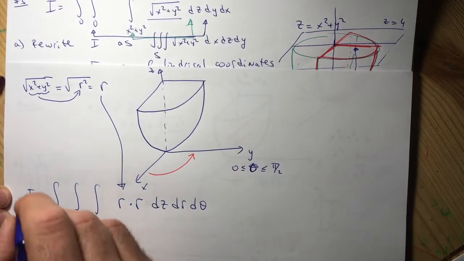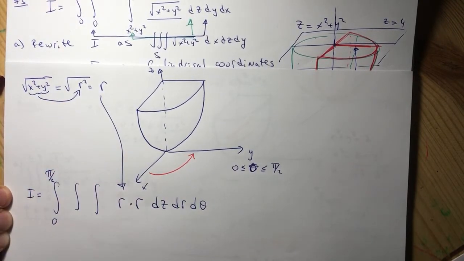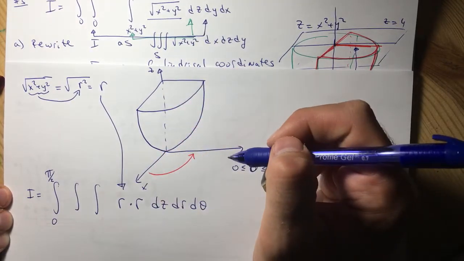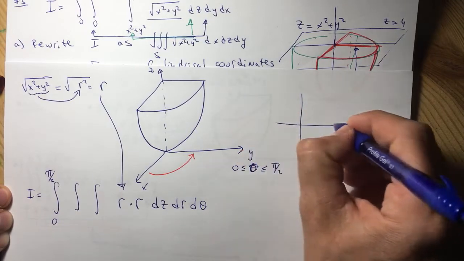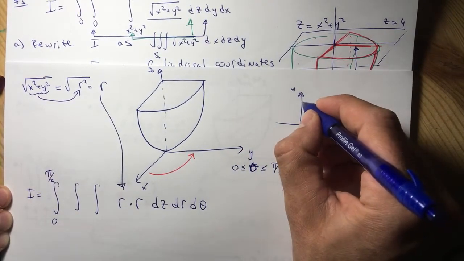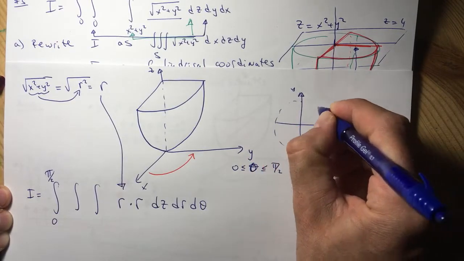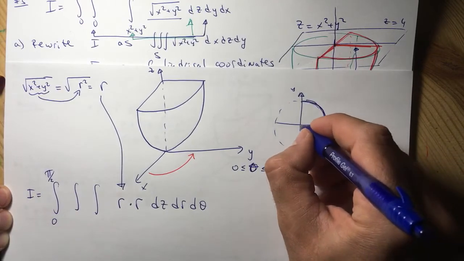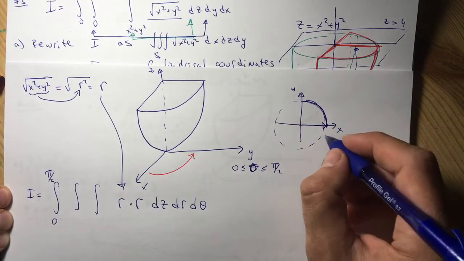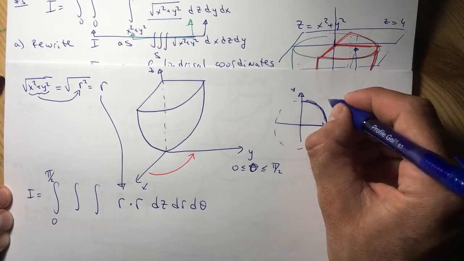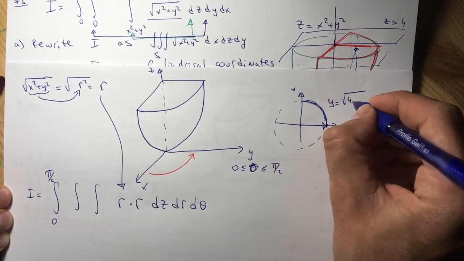So that's very simple, from 0 to pi over 2. How about r? Well, if you look at the projection of this solid onto the xy plane, what do we have? We have the circle, but only in the first quadrant, so we have only this here, and obviously r goes from 0 to 2, right? Because this was y is equal to square root of 4 minus x squared.